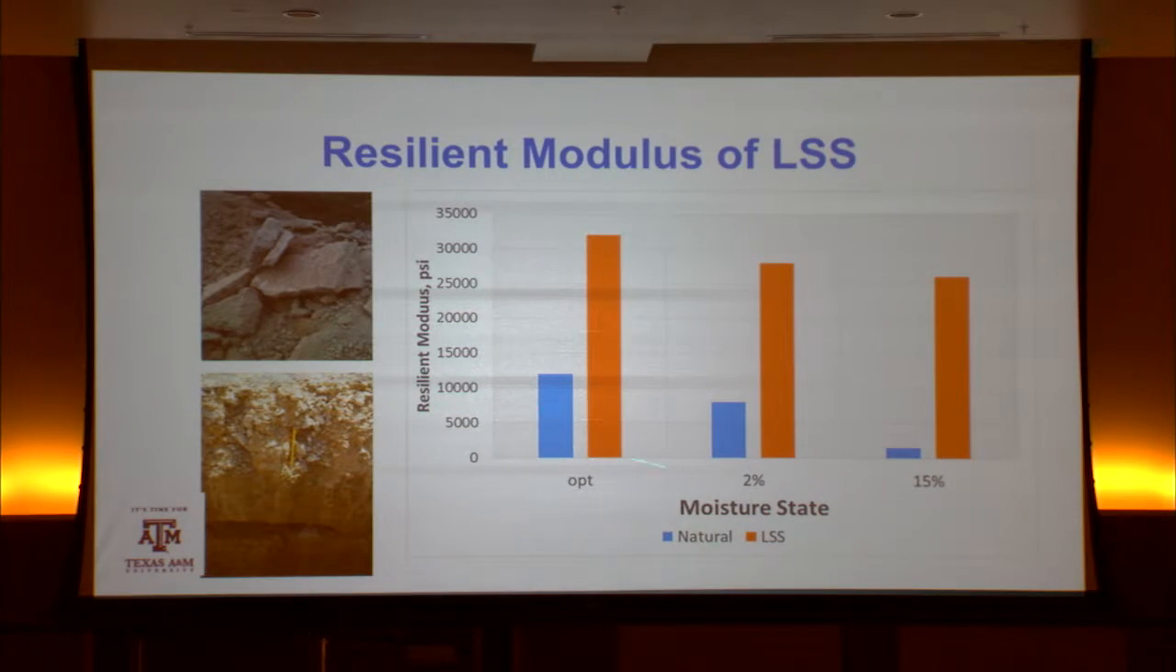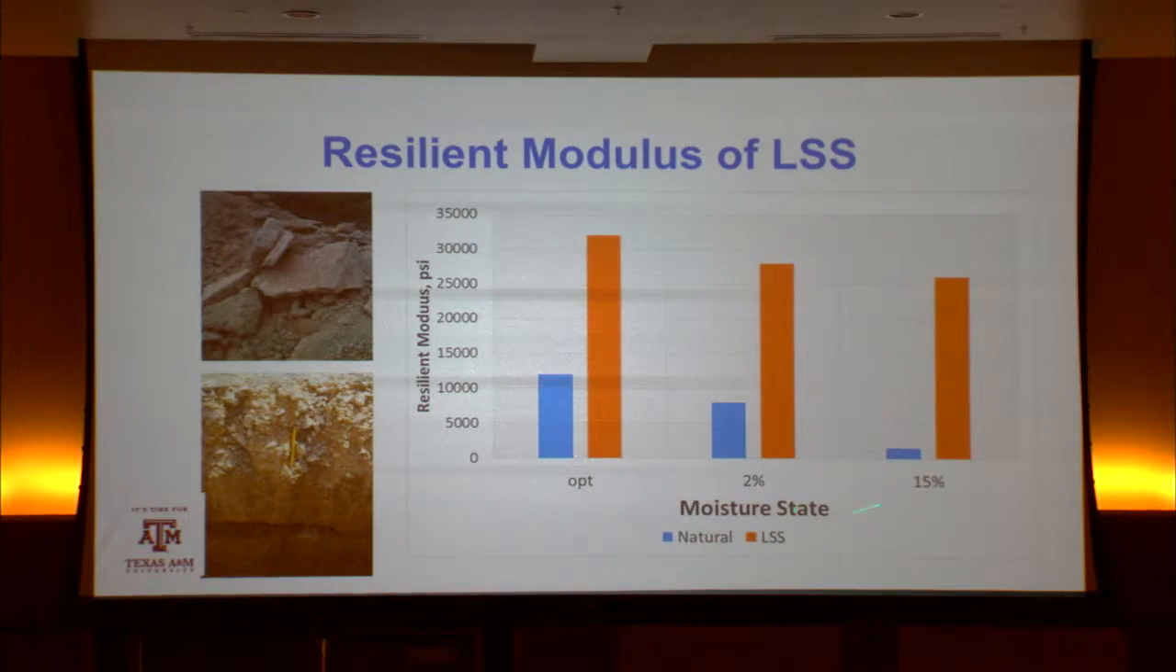The blue columns here represent the modulus of this natural clay soil. And you can see that at optimum moisture content, the modulus is about 12,000 psi, which is not bad. If you use FPS 21 or whatever you use, that's not a great modulus, but not real bad.